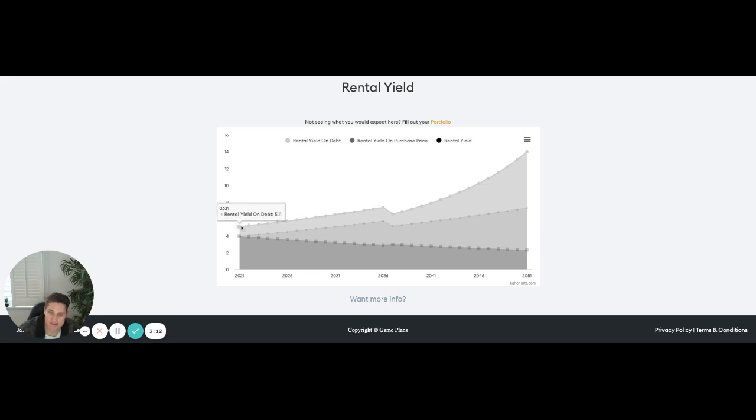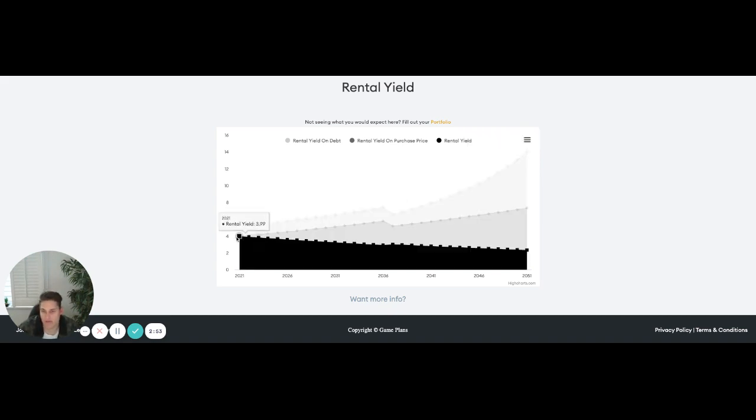The back line here is rental yield on debt. So obviously, as you start to pay down, we've got a 5% rental yield on debt. As you start to pay down debt and the rental yields increase, those numbers are going to differentiate too. So that's going to increase over time. Obviously, if you had zero debt on this, your total rental yield on debt would be quite higher.